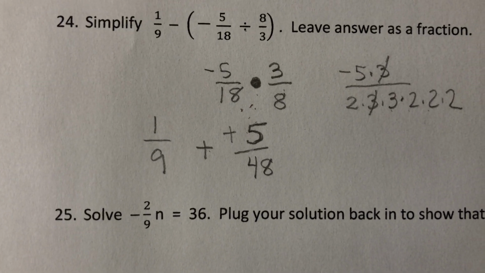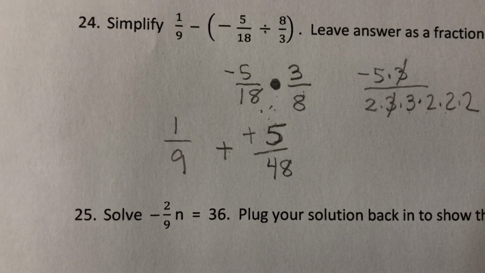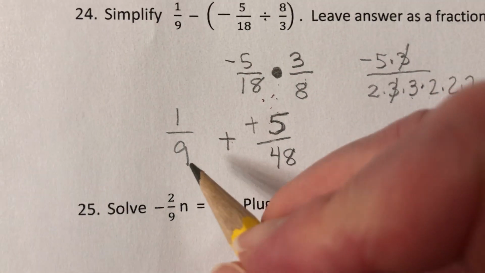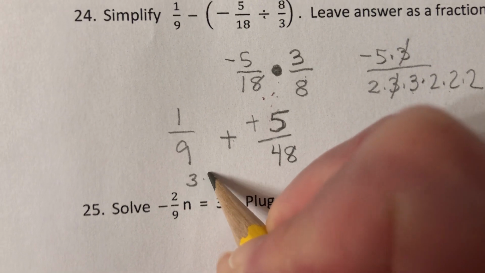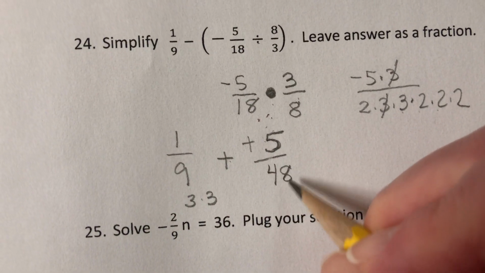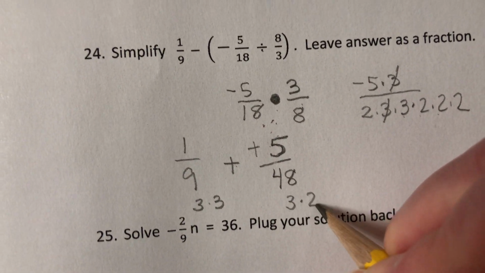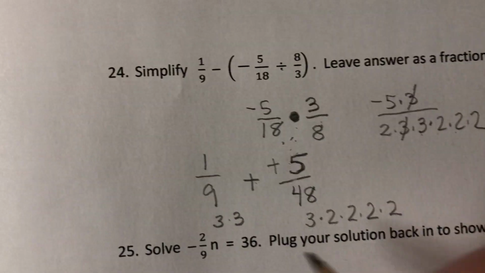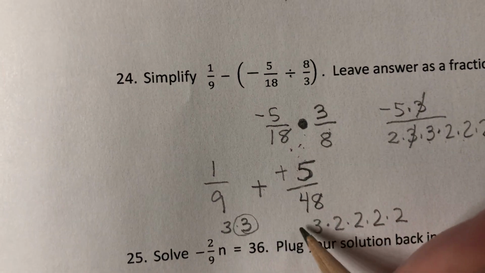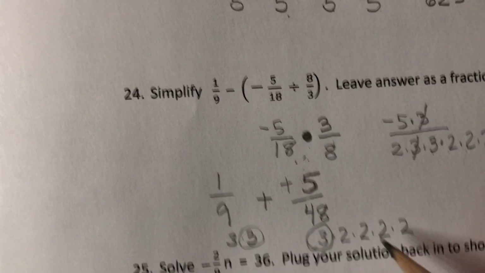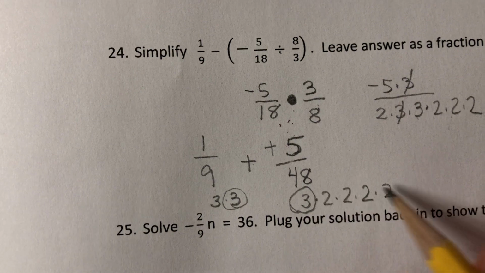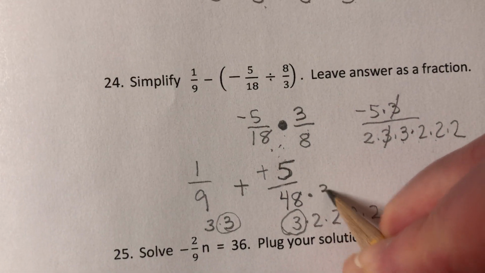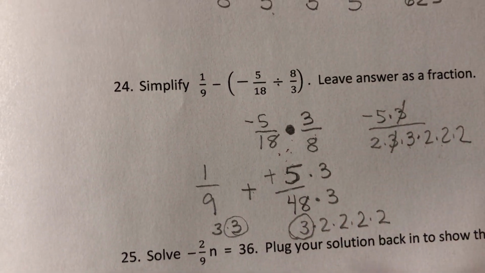1/9 plus 5/48. And we're going to need to get a common denominator. And the way that we can do that is break these down into their prime factors. So that's 3 times 3. That's going to be 3 times 2 times 2 times 2 times 2. So they both have the 3. So we're good there. But now notice this one needs another 3. So I'm going to have to multiply top and bottom by 3.